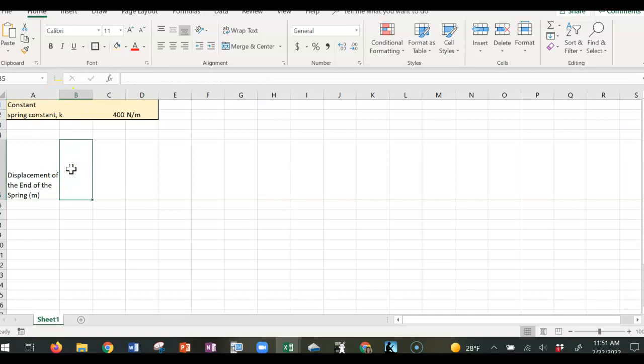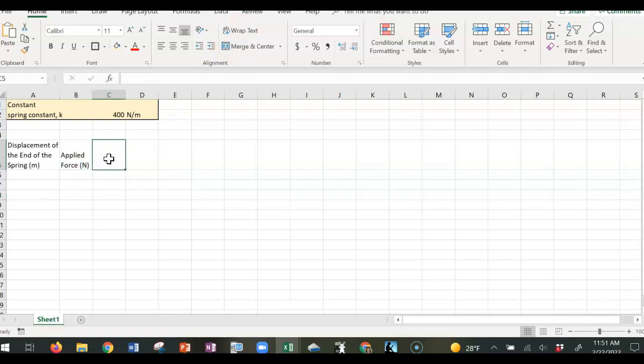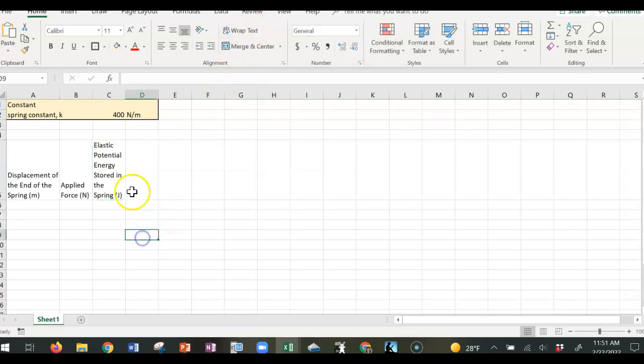Then I need the applied force, which is in newtons. I'm going to wrap that. And then I'm going to have the elastic potential energy stored in the spring. That's measured in joules. Okay, so now that I have these columns set up, I'm going to type in all of my data from Table 1.